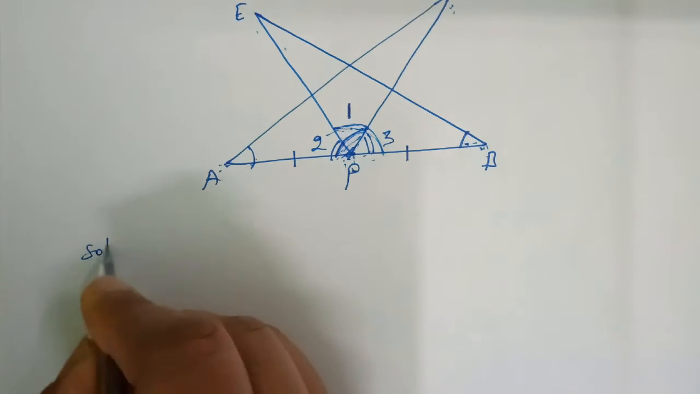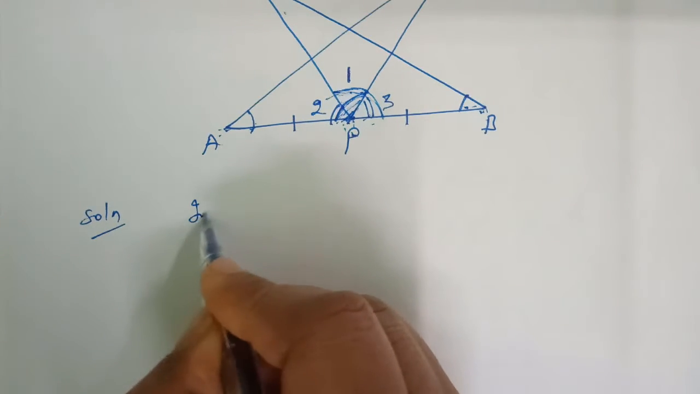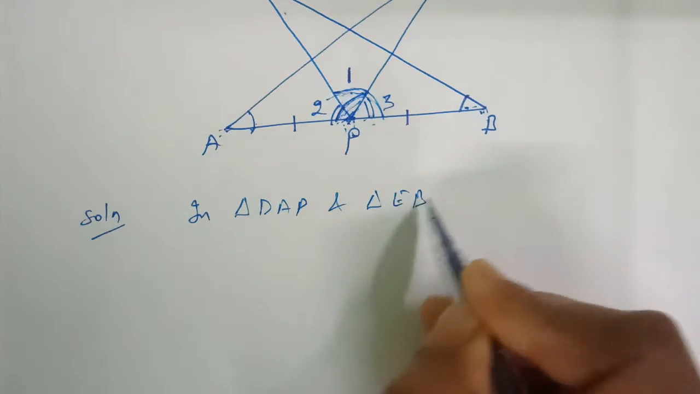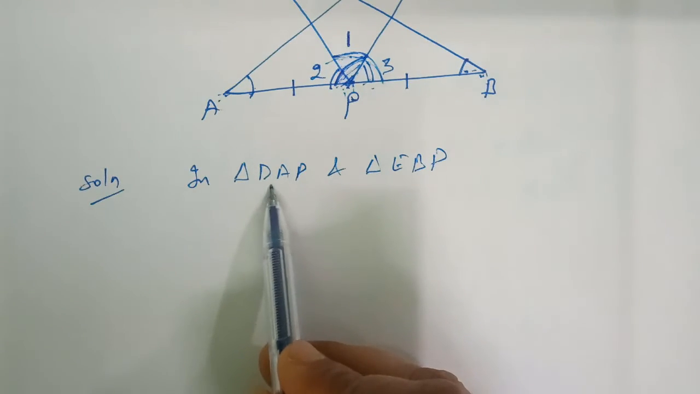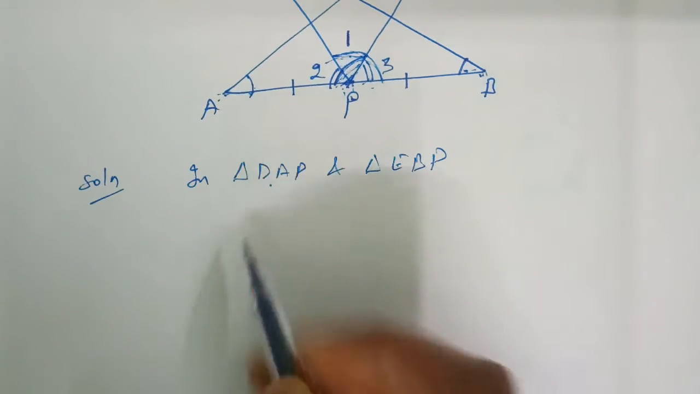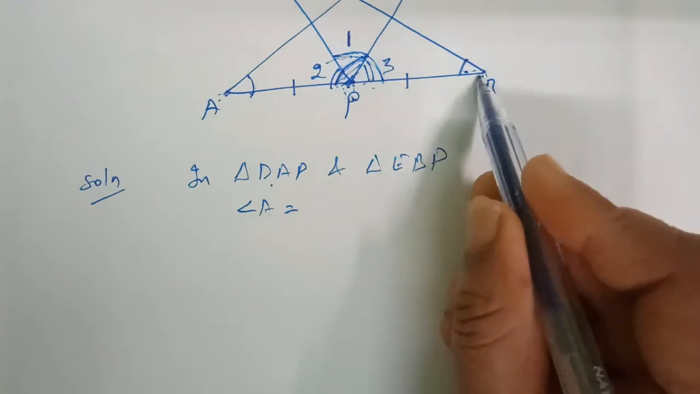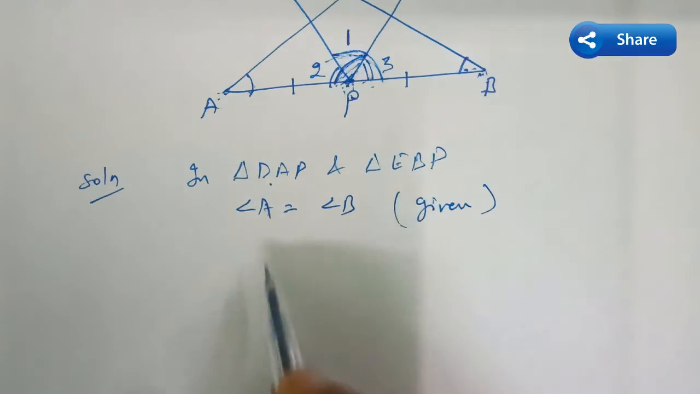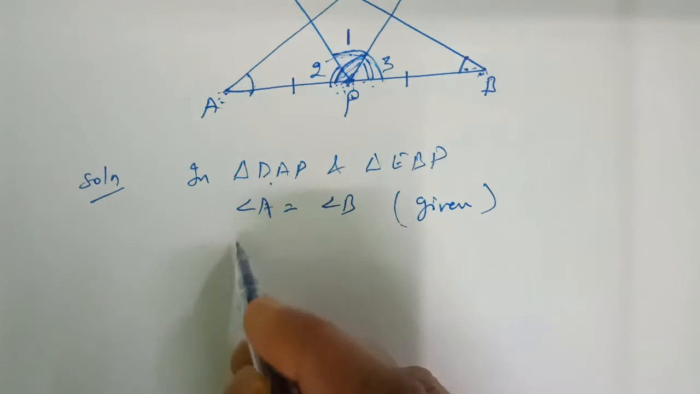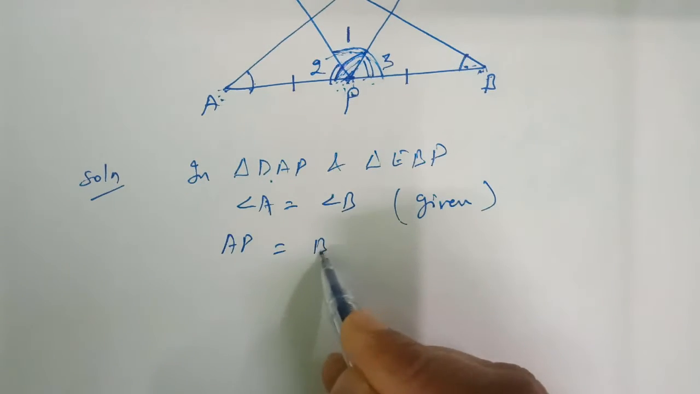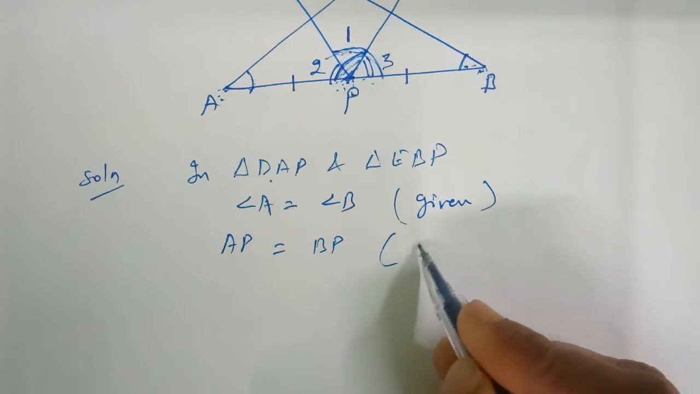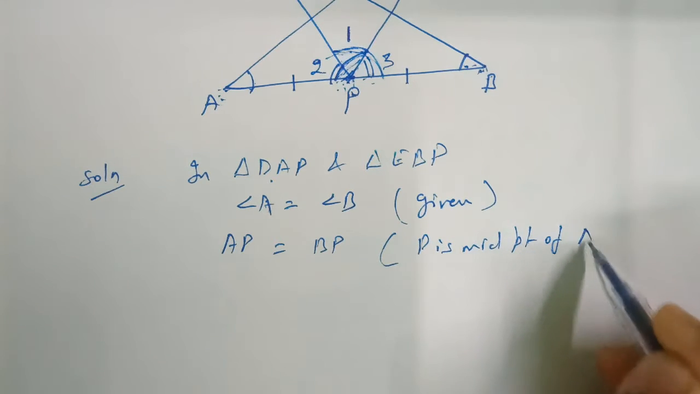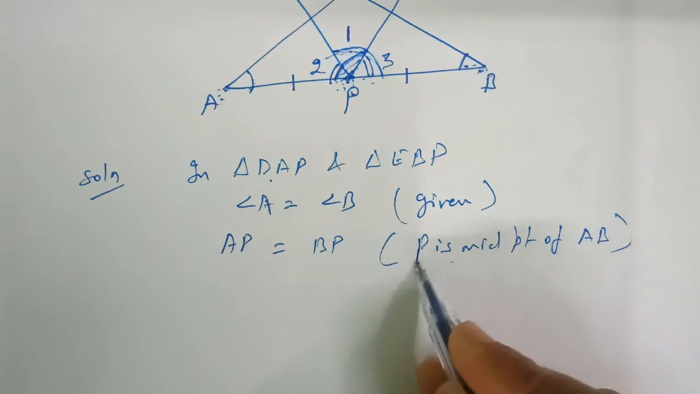Now let us start the solution. We're going to write, in triangle DAP and triangle EBP, first the parts of triangle DAP. Angle A is equal to angle B. It is given. Next, AP is equal to BP. Why? P is the midpoint of AB. It is given that P is the midpoint of AB.